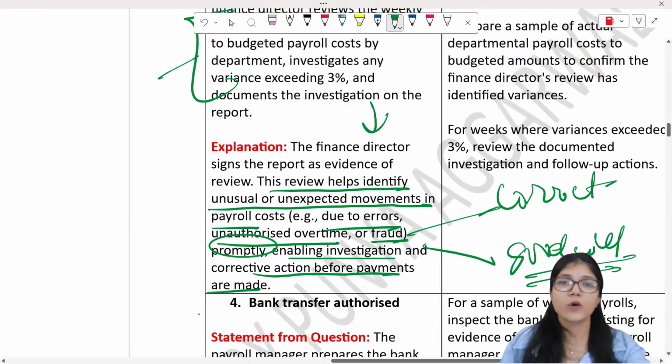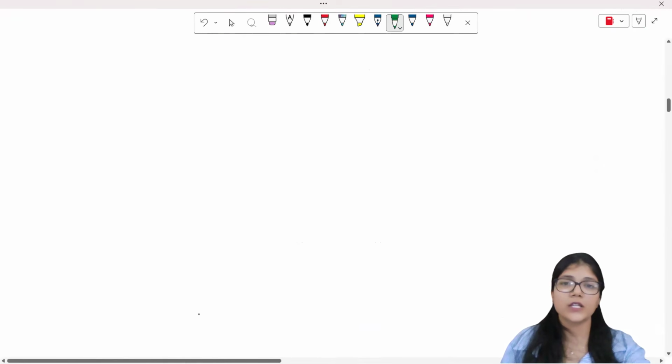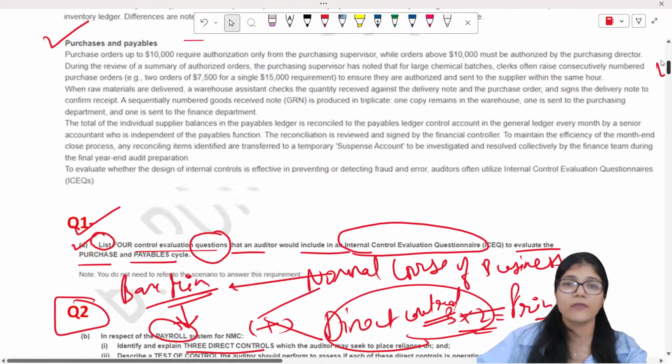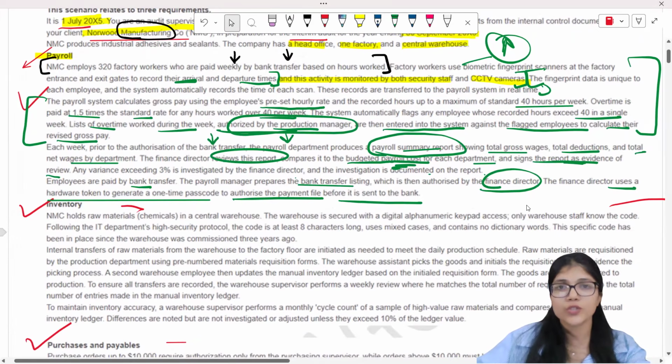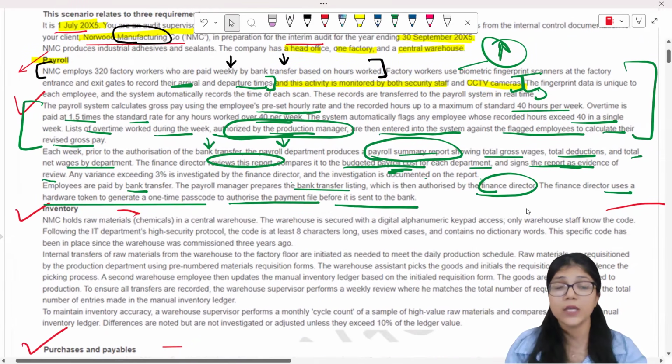Right. So this was your question number 2, which was in regards to direct controls. I hope that you have understood this really well. We were able to identify 4 good points over here, and in the exam also, whenever they have asked you, let's suppose 3, they will always give you 1 extra for sure. Correct? So let's move to the next question now.